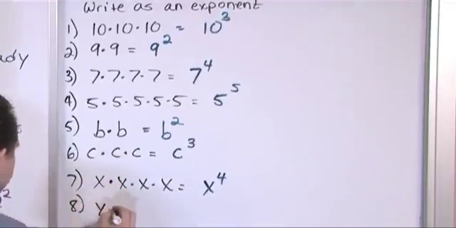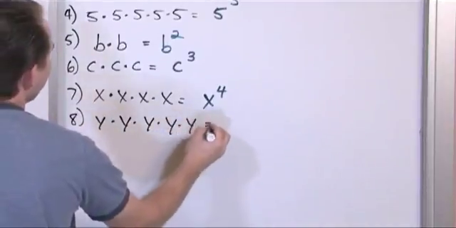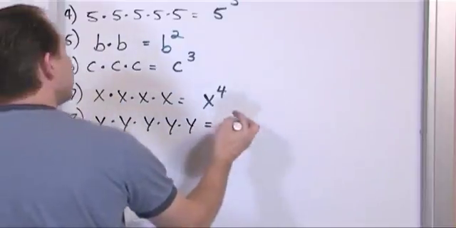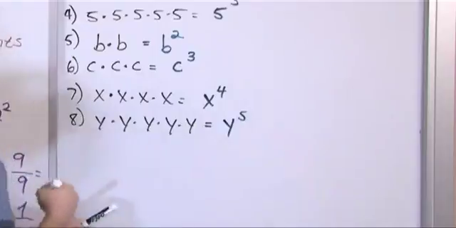What if we had y times y times y times y times y? We don't know what y is. Y is just a letter that's a placeholder. But everything is the same multiplied by itself 1, 2, 3, 4, 5 times, so that's what we mean by that.